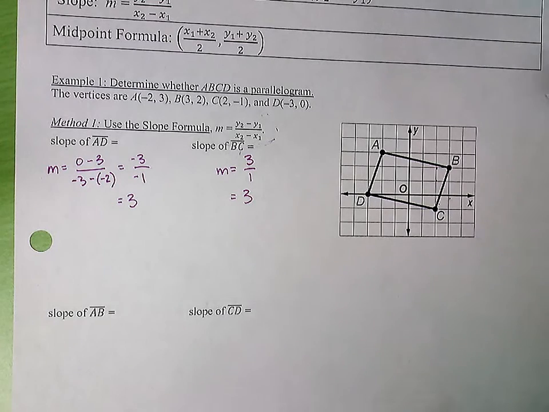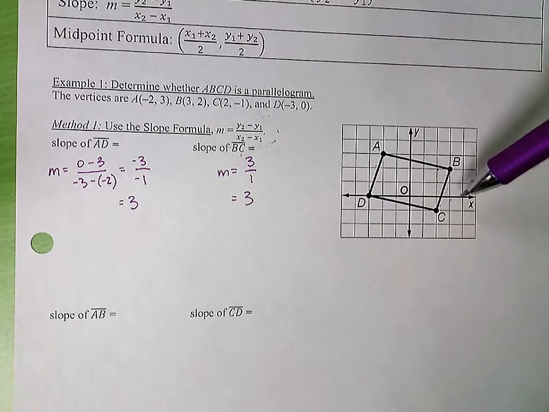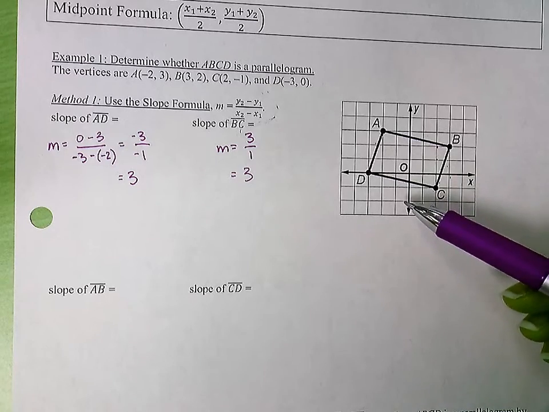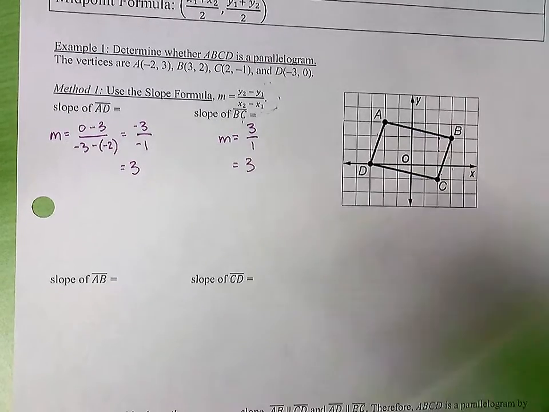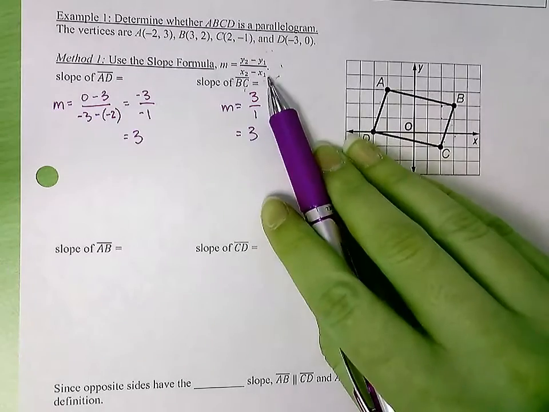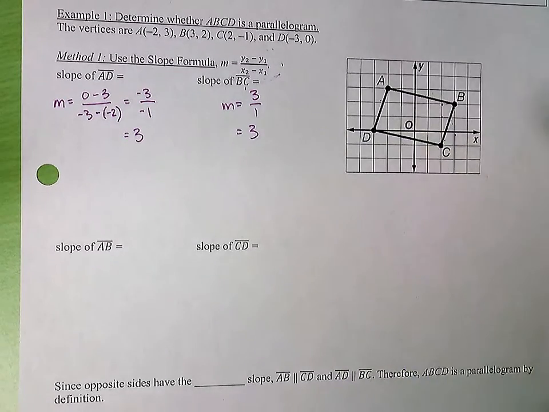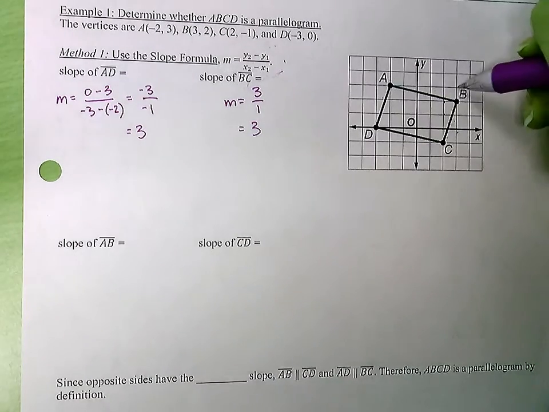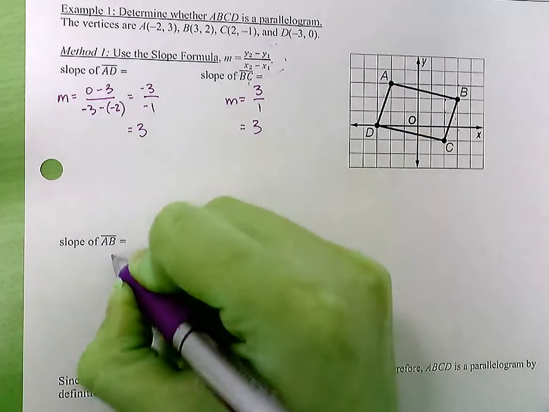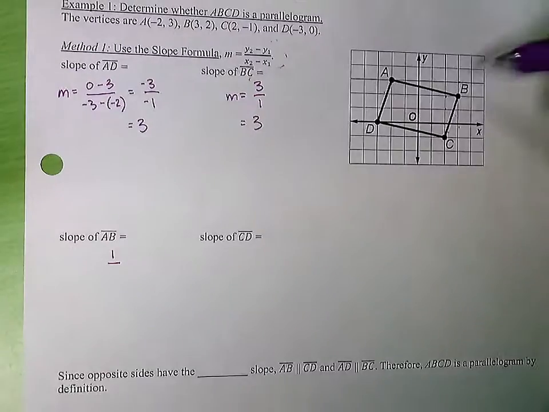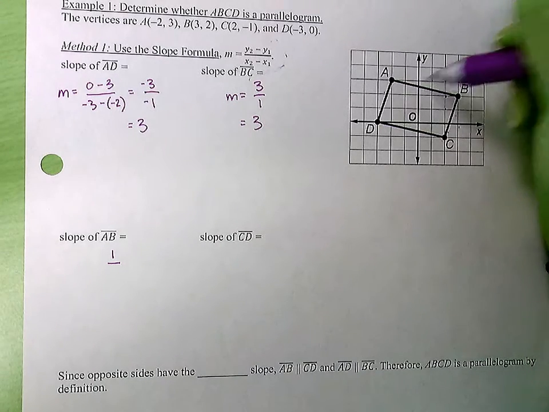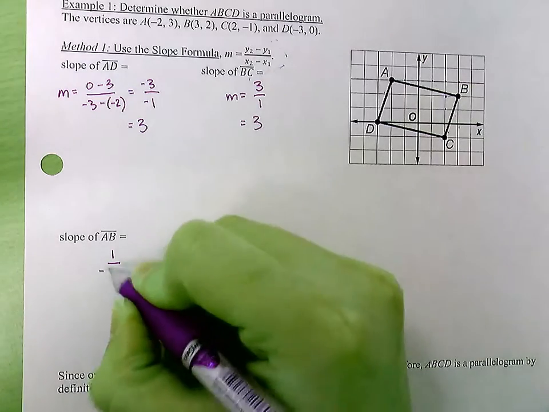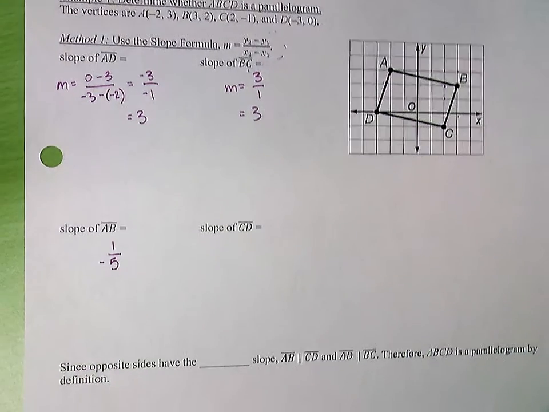So my opposite side slopes of these two sides are the same, but I need to make sure my other two slopes are the same. Okay, so I'm going to find the slope of AB. Again, you can either use the formula or you can look at your picture. So if I go from point B to point A here, my rise is 1. So I go up 1. And then I go over 1, 2, 3, 4, 5. But I'm going left, so that means it's going to be negative.